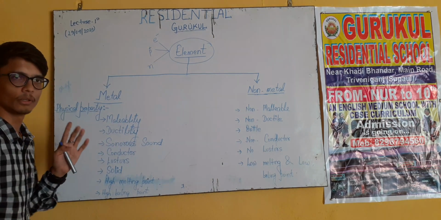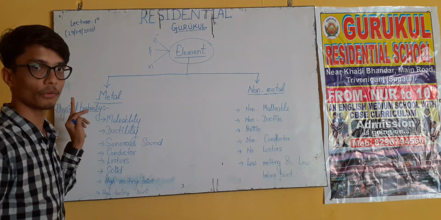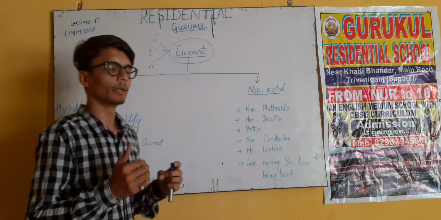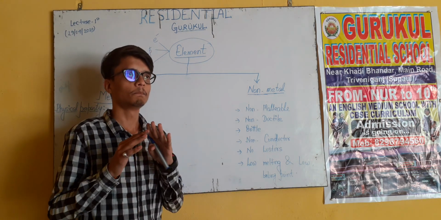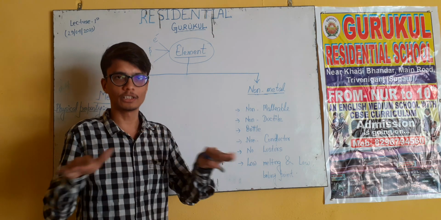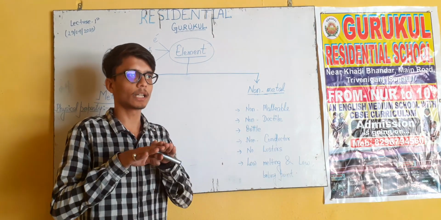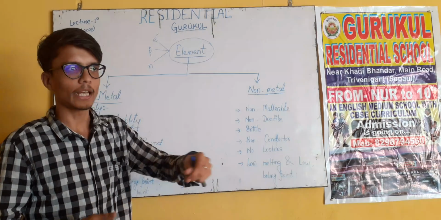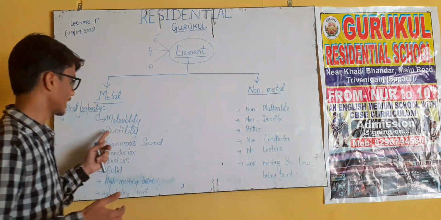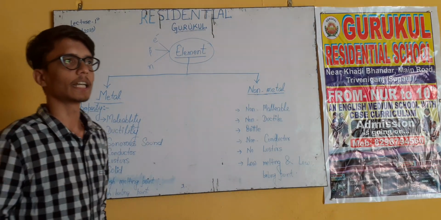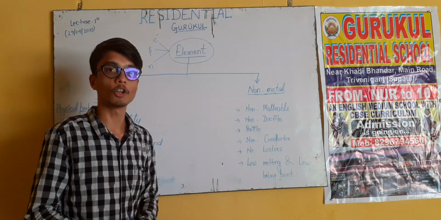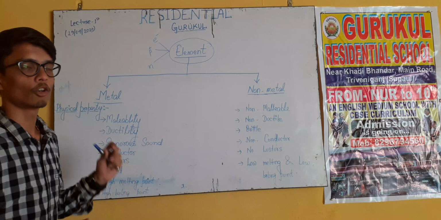The first physical property of metal is malleability. Malleability means a metal can be spread as a sheet. If you beat it, we can convert it into a sheet, but a non-metal we cannot beat and cannot convert into a sheet. The second property is ductility. Ductility means we can convert a metal into wire, but we cannot convert a non-metal into wire.